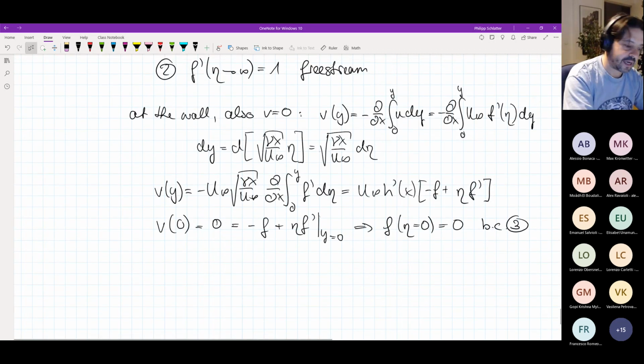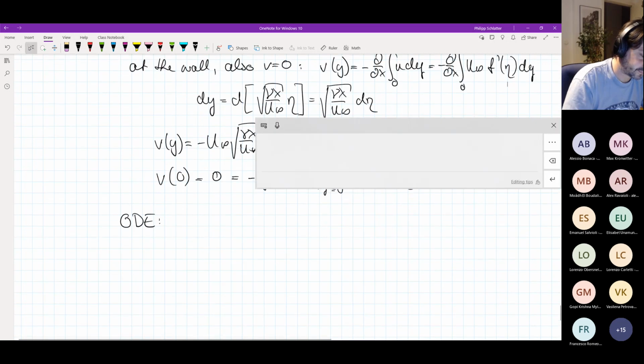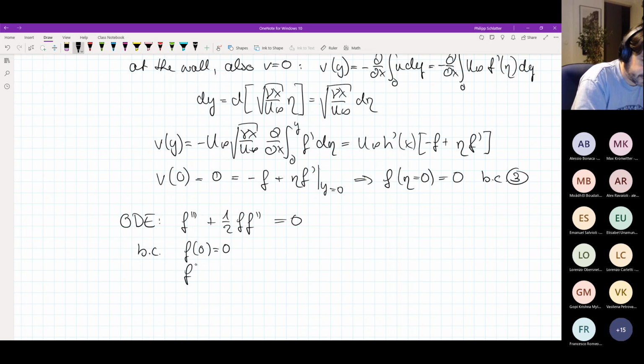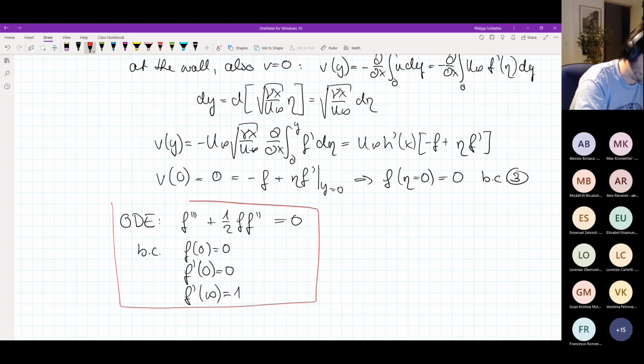And for completeness, I can write that up. So my ODE now becomes the following. My ODE is f triple prime plus 1/2 f times f double prime, which is 0. And my boundary conditions are f of 0 equals 0, f prime of 0 is 0, and f prime of infinity is 1. So that's my set of equations.